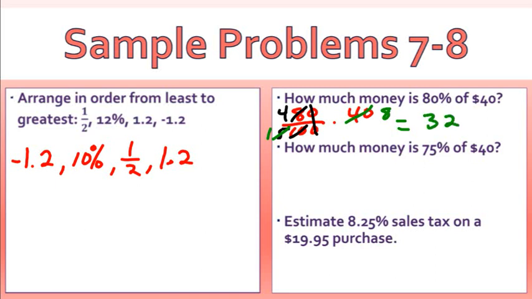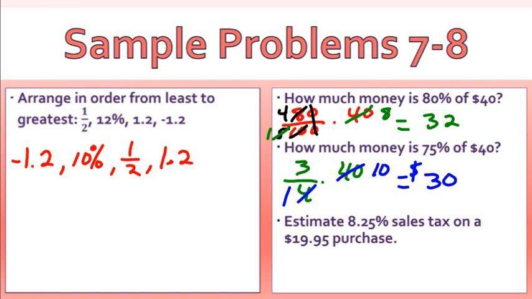How much money is 75% of 40? Well, I know the fraction of 75% is 3/4. So 3/4 of 40. I can simplify here, divide a 4 out of 40, and I get 10. 3 times 10 would give me $30.